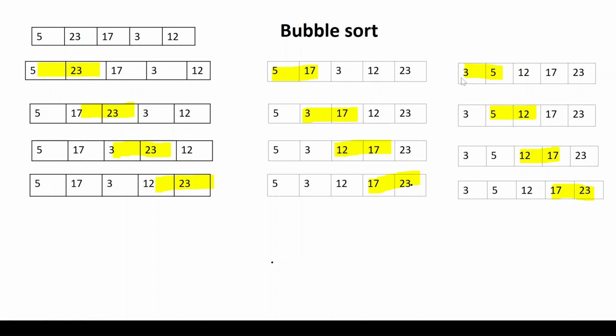Then in the third pass, comparison between 3 and 5 will be done, and swapping will be done if needed. Then 5 and 12 will be compared, and swapping will be done if needed. If no swapping is needed, they will remain as they are. Then 12 and 17 will be compared, then 17 and 23 will be compared. We can see that our array is already sorted, but internally our code will run till it completes the total number of passes, that is n minus 1, that is 5 minus 1, 4.